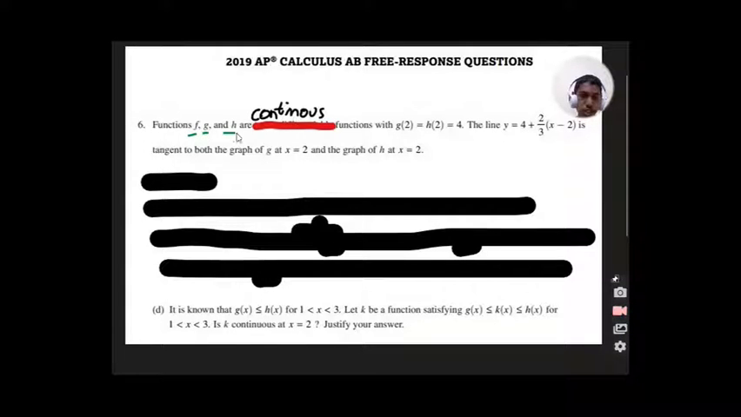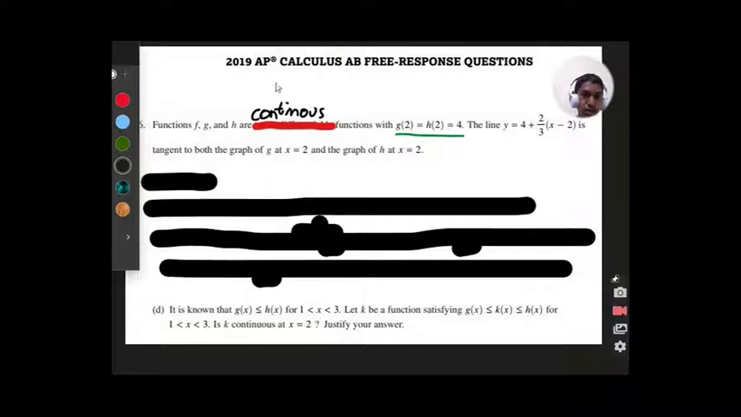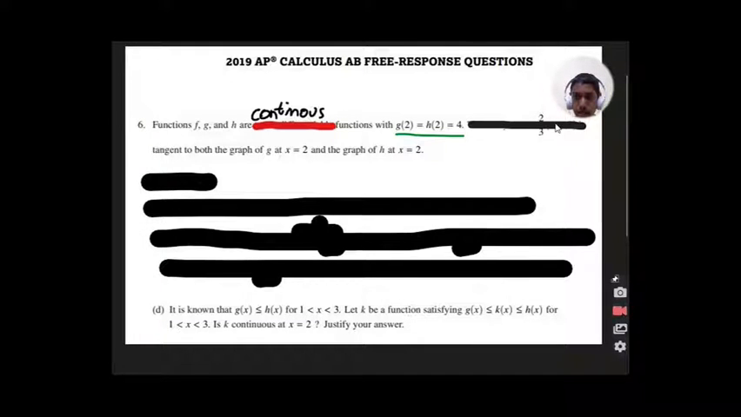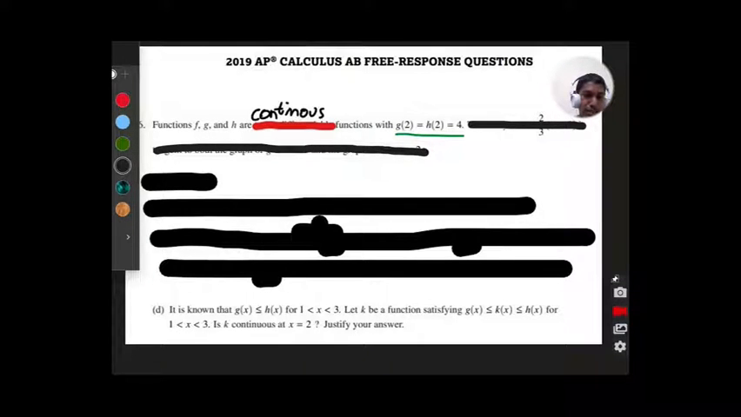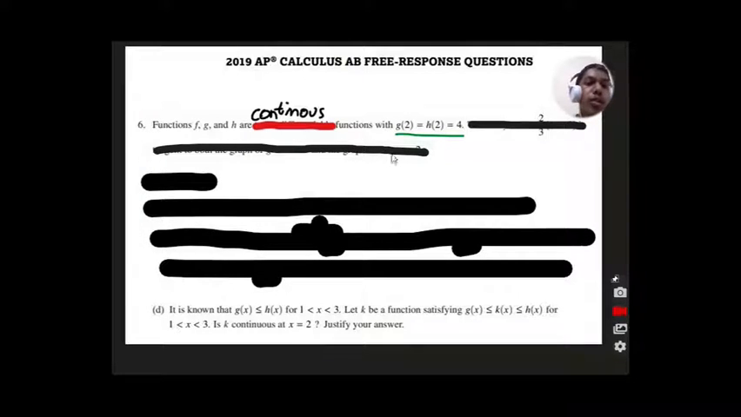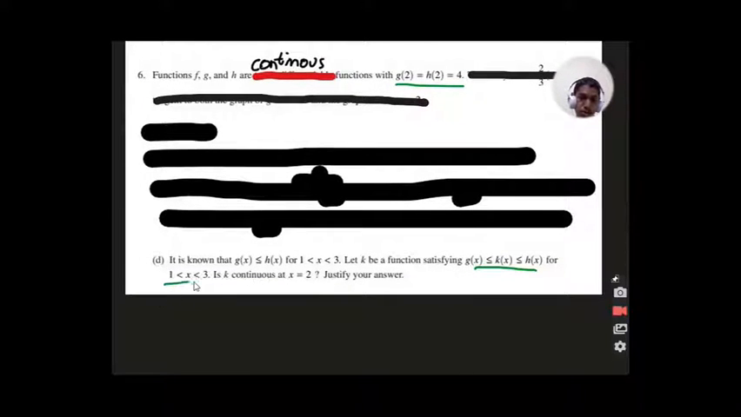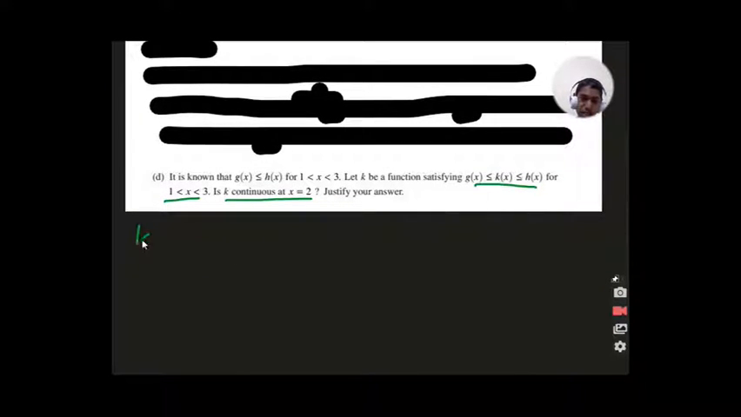Functions f, g, and h are continuous. Okay, they're both equal to 4. Don't exactly need this. In fact, I'm going to cross it out real fast. This is kind of redundant, so we only need that part. Okay, so it is known that g of x is less than h of x. Okay, so k is in between g and h inclusive for x near 2. Is k continuous?